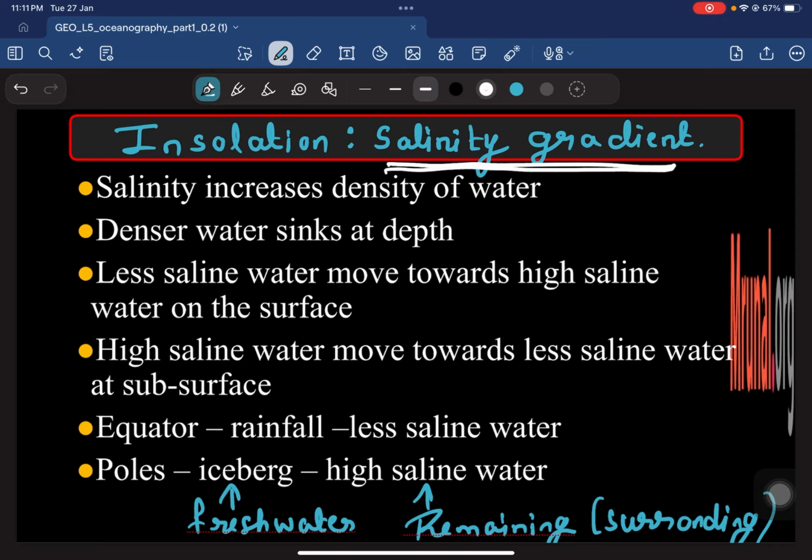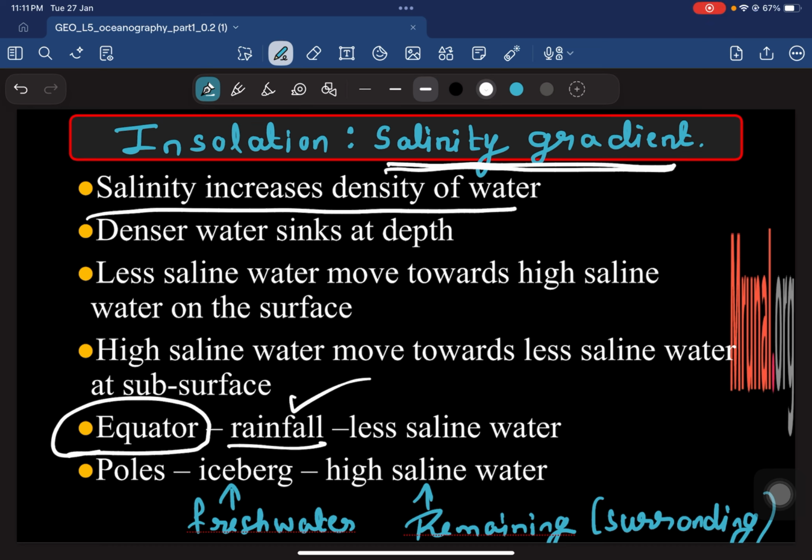Salinity increases the density of water. If there is salt water, it means heavy water. Where are we going to see more salt? In the north pole and south pole, not in the equator. Why? Because in the equator, rainfall is more, so the water is less saline.